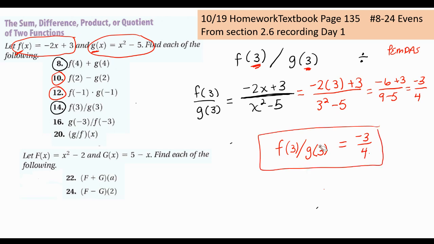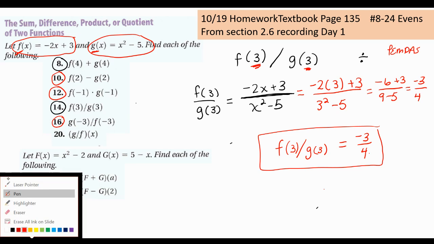And you can hit pause here if you need a minute. I'm just cleaning this up. It's a little messy. Our final answer is negative 3/4. Okay, why don't you take a minute to try number 16? That's another division problem. Make sure when you plug in on number 16, the negative 3, that you use parentheses. Hit pause and please do number 16.